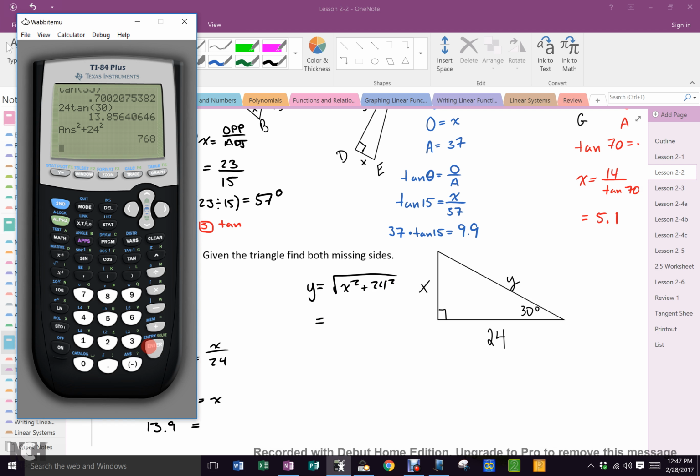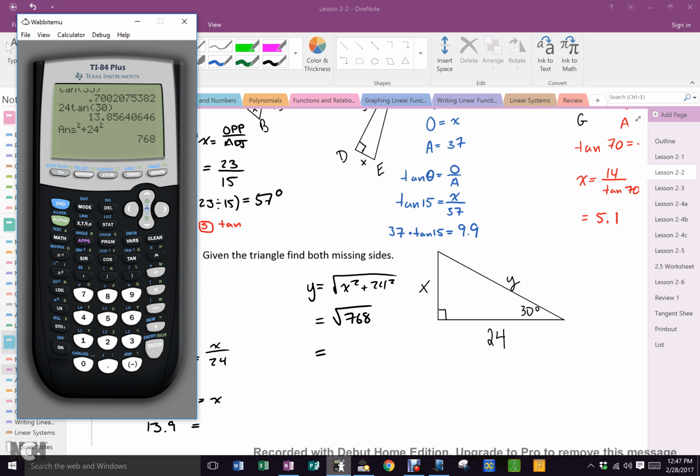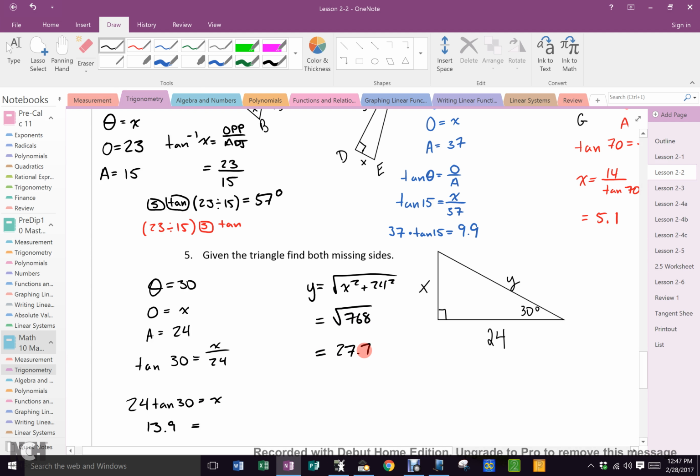What is the last step in Pythagoras? So it equals the square root of 768, which is whatever it is. You use your calculator to find that. 27.7. Can everybody do this?